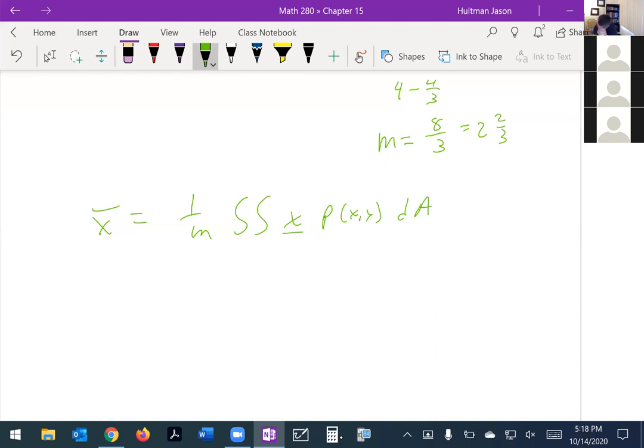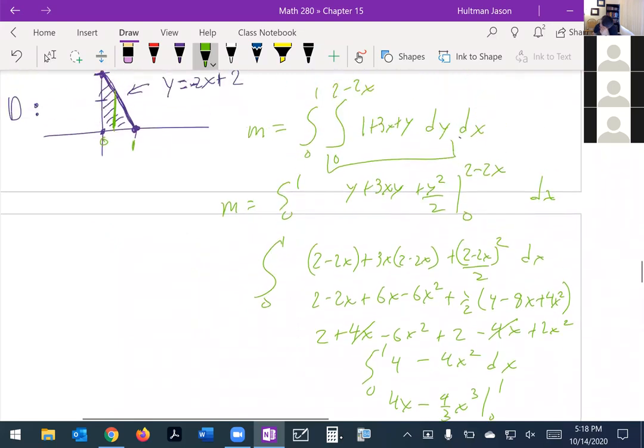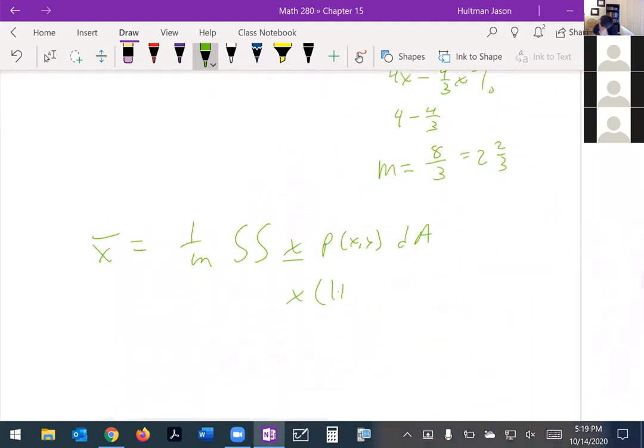So this is going to be x times, what was the original function? 1 plus 3x plus y, times dy dx. Then we're going to use the same limits of integration, 0 to 1 and 0 to 2 minus 2x. And this is going to be 1 over m, but 1 over m is just the reciprocal of 8/3, so that's 3/8. Now just distribute this and let's integrate.